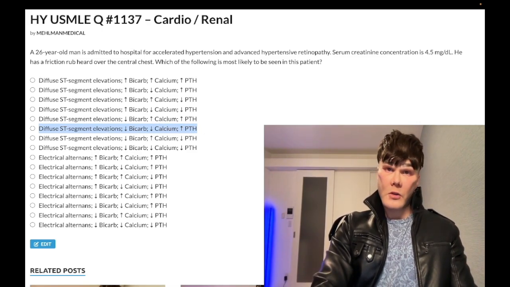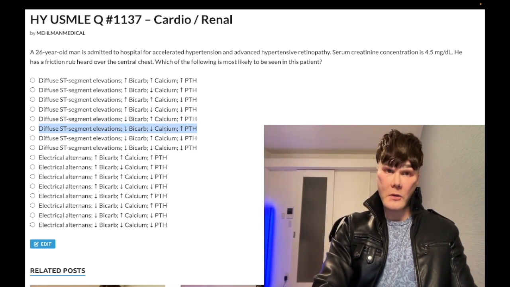So, short point of consolidation, you're going to have diffuse ST segment elevations, pericarditis, down arrow bicarbonate, metabolic acidosis, down arrow calcium, and then PTH goes up to compensate.